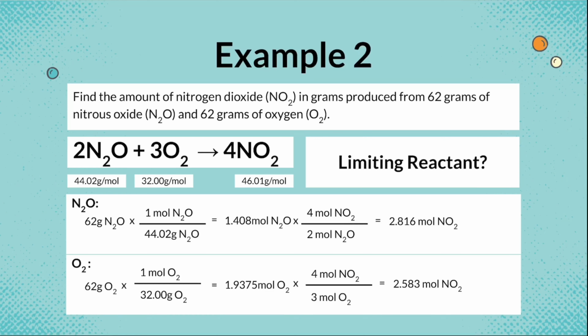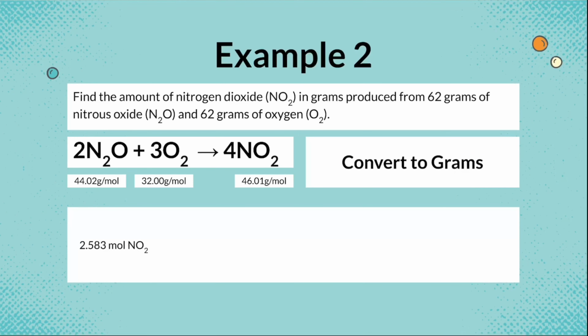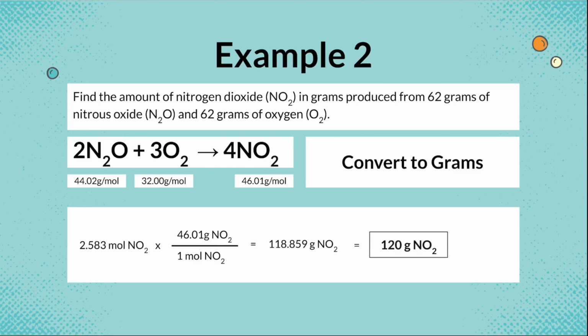Now, in order to determine what the limiting reactant is, we need to figure out which reactant produces less of the product. Now in this case, it should be oxygen, right? Because oxygen produces less NO2 than N2O, as 2.583 is smaller than 2.816. Okay, so now we can go ahead and convert the 2.583333 moles of NO2 into grams by multiplying this number by its molar mass, or 46.01 grams, which will get us 118.859 grams, or with sig figs, since we only have 2 this time, 120 grams of NO2.